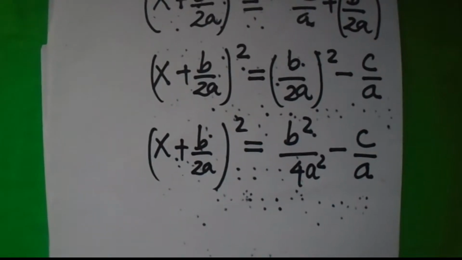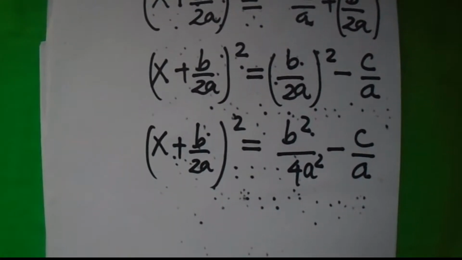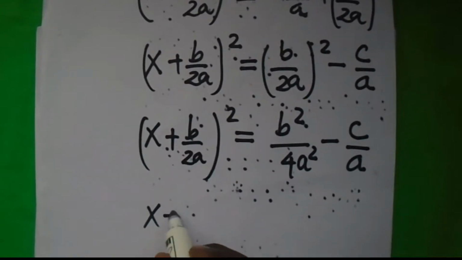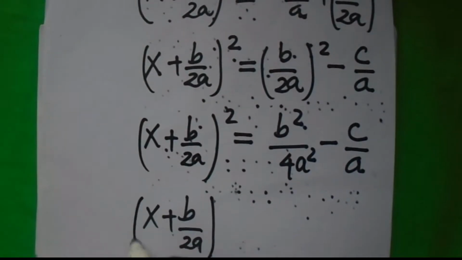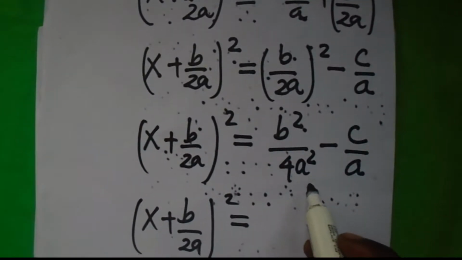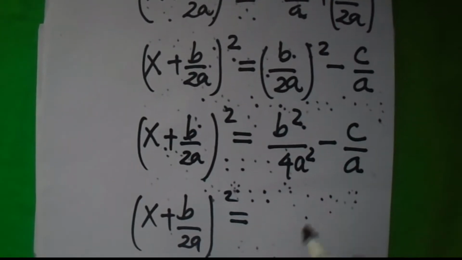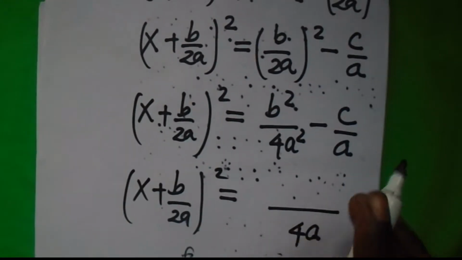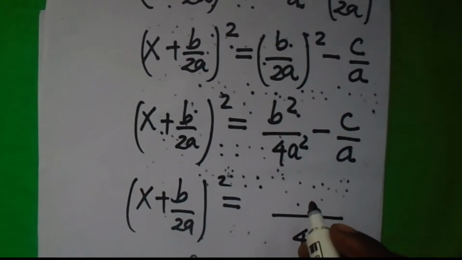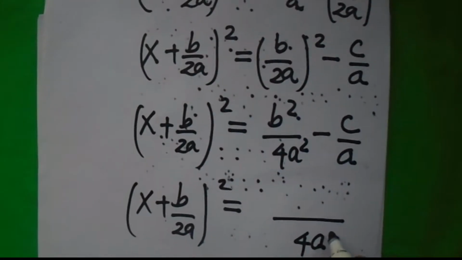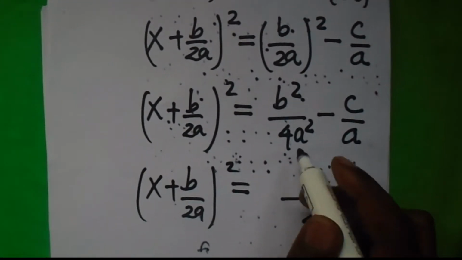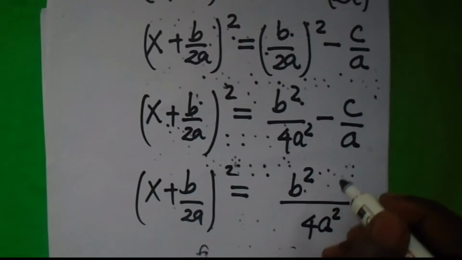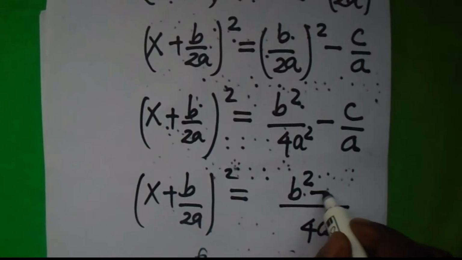Then after that stage, we are going to take a square root to both sides. Then x plus b over 2a bracket squared equals, the lowest common multiple of b squared over 4a squared minus c over a will be 4a squared. Then 4a squared divided by 4a squared will get 1. Then 1 times b squared will get b squared. Then 4a squared divided by a will get 4a. 4a times c will get 4ac.